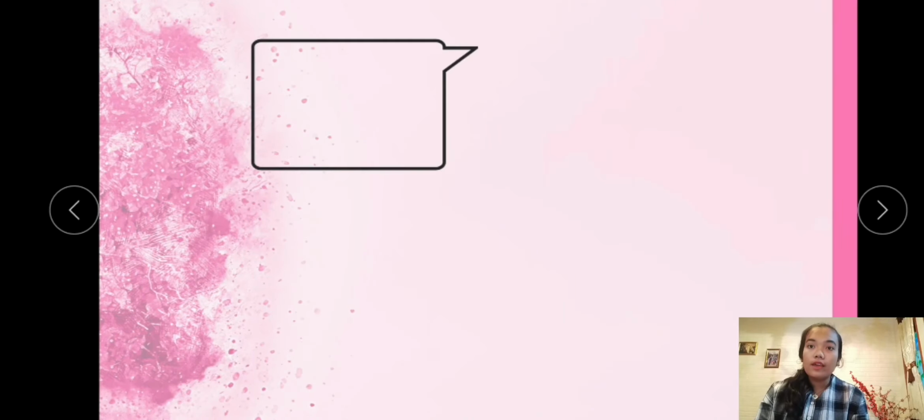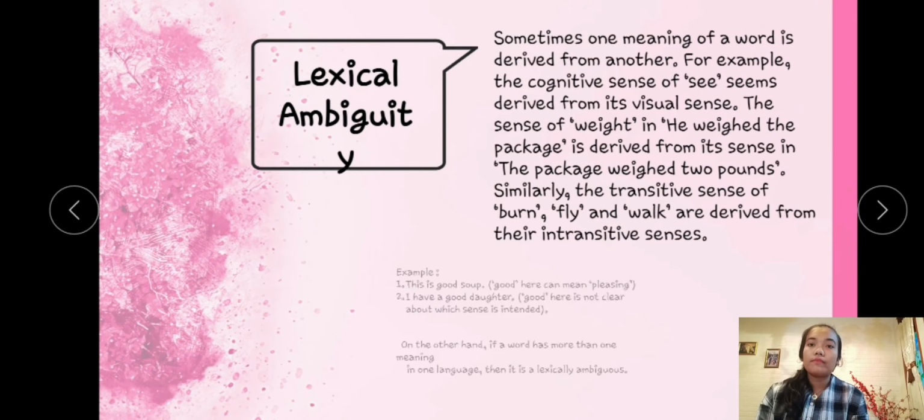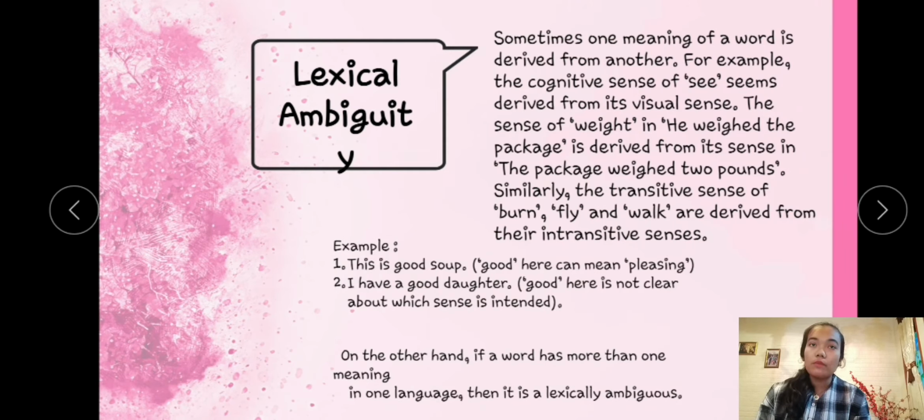Okay, the last topics are about lexical ambiguity. Lexical ambiguity: sometimes one meaning of a word is derived from another. For example, the cognitive sense of see seems derived from its visual sense. The sense of weigh, for example, he weighed the package, is derived from its sense in the package weighs 2 pounds. Similarly, the transitive senses of burn, fly, and walk are derived from their intransitive senses.